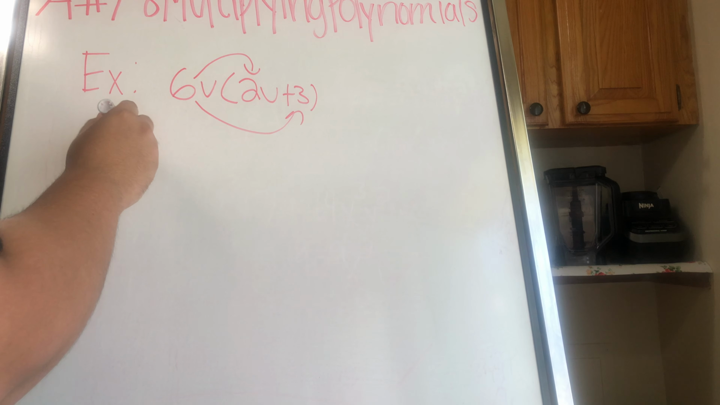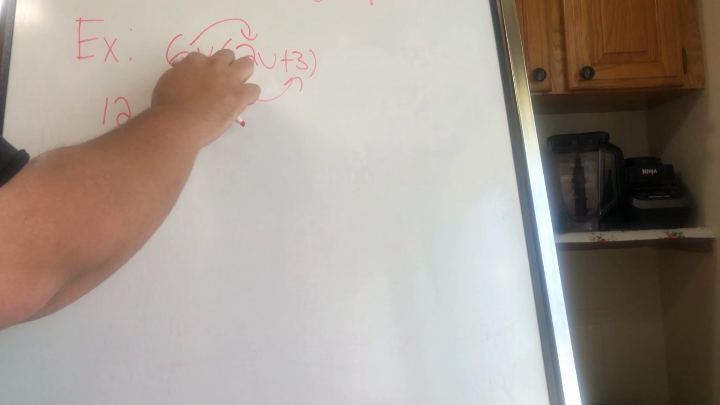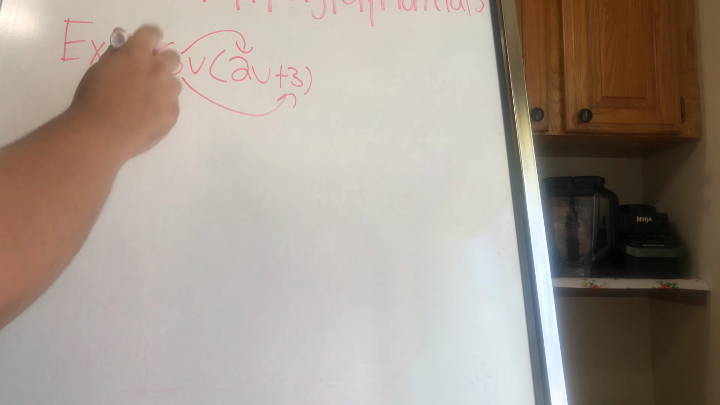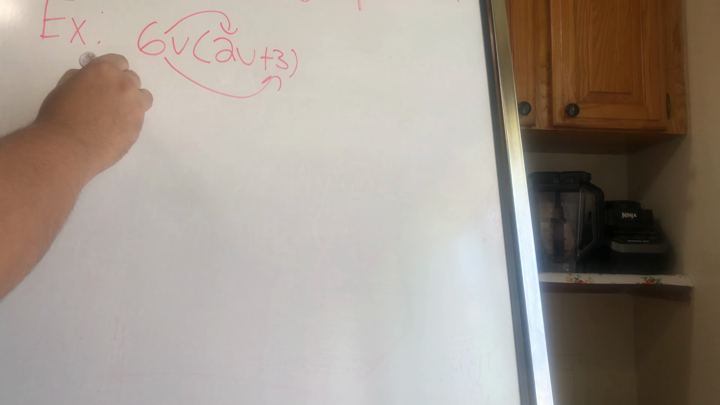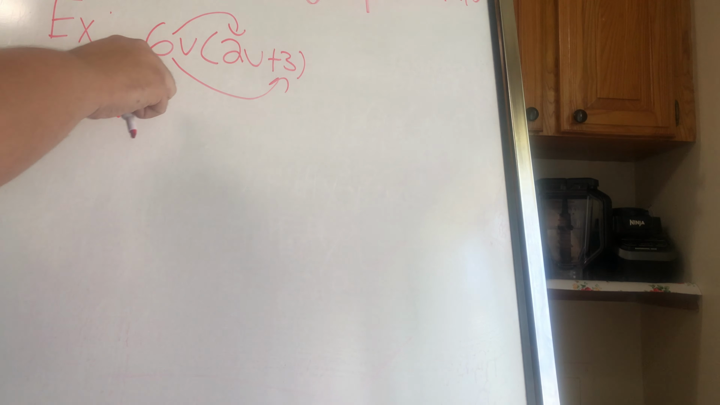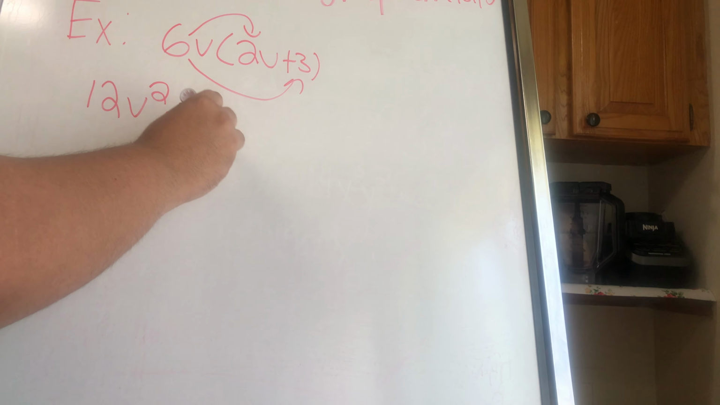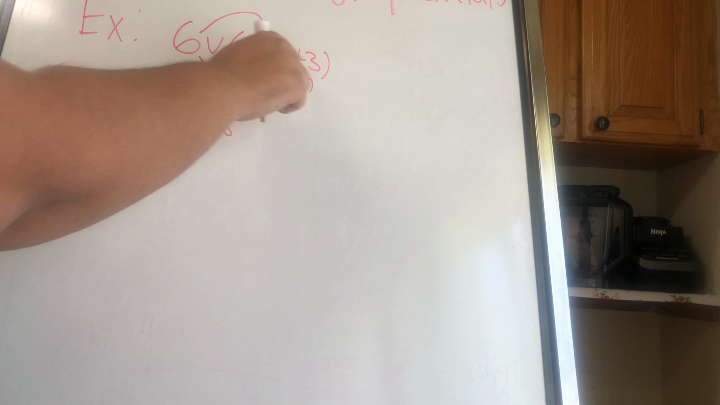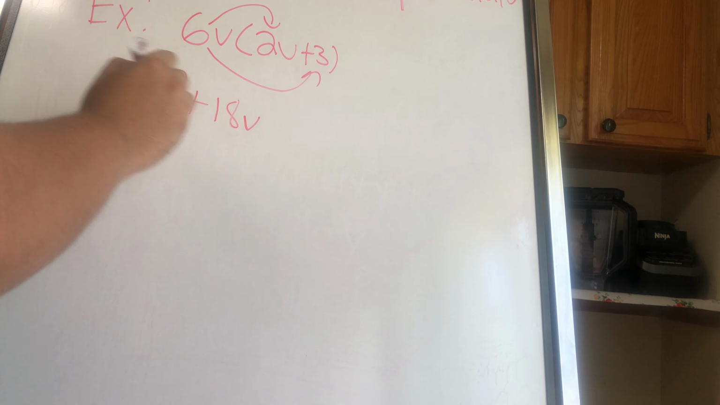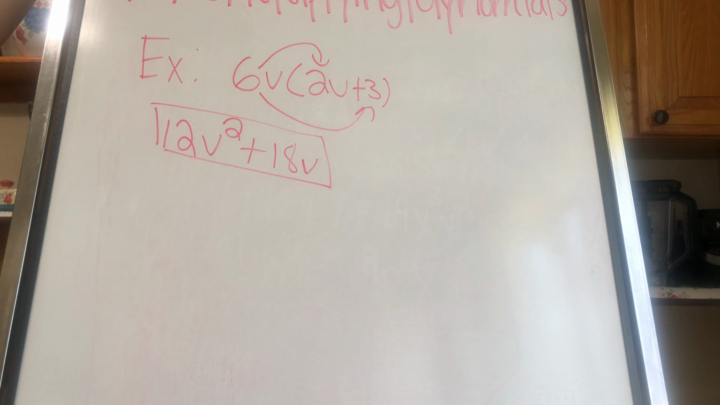6 times 2, that's 12. And notice they have the same base. So v has the power 1, v has the power 1, so 1 plus 1 is 2, so that is 12v squared. Last but not least, we have 6 and it's being multiplied to 3. 6 times 3 is 18. This one has a base, this one does not. Since this one only has a base, you just write it out and you're done with example problem number 1.